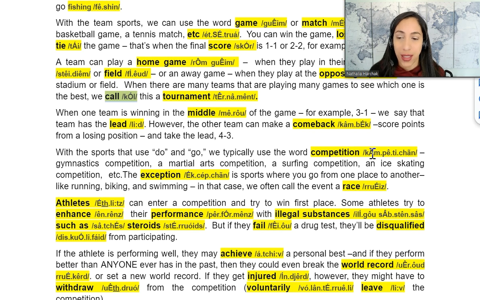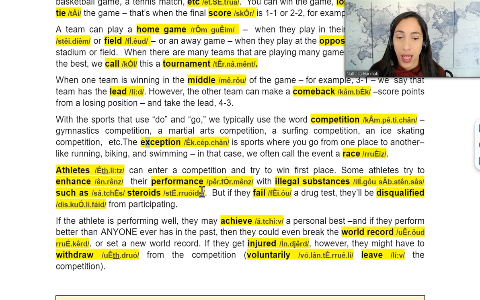Competition. Exception. Don't forget to pronounce the X, okay? It's exception. Race. Athletes. Some people say athletes. It's not athletes, it's athletes, okay? Enhance. Performance. Illegal substances. This is another one that people usually get wrong. Substances. The stress syllable is the very first one, okay?